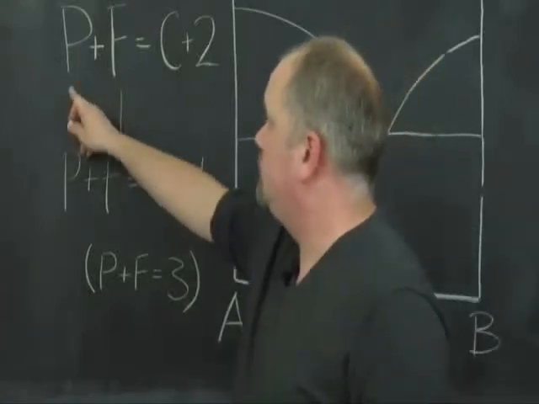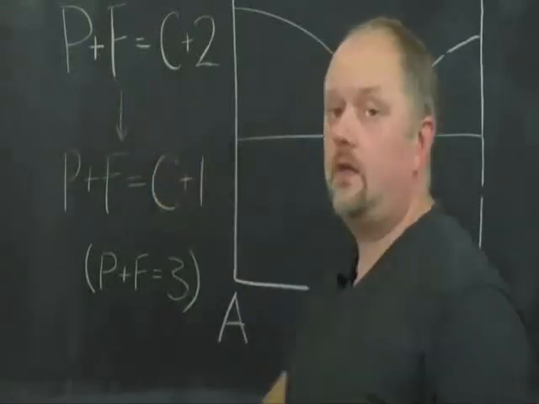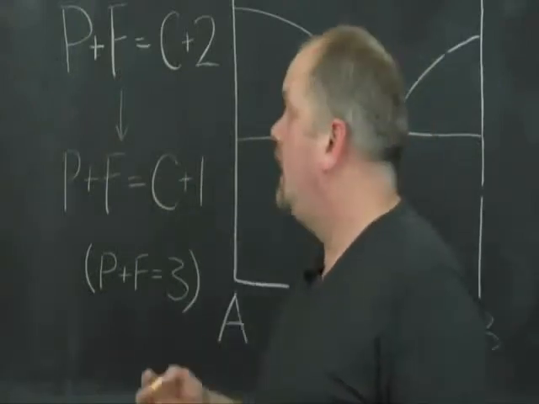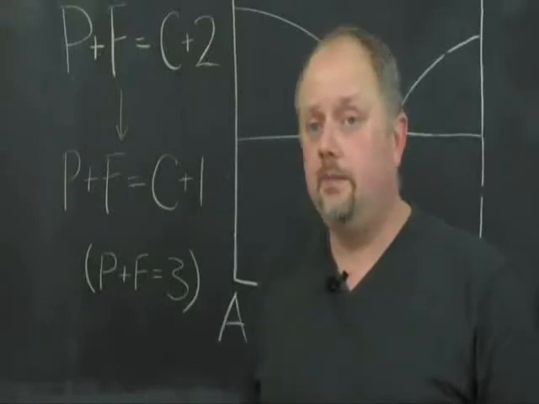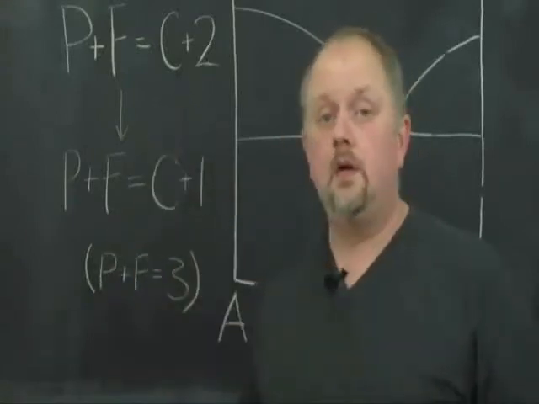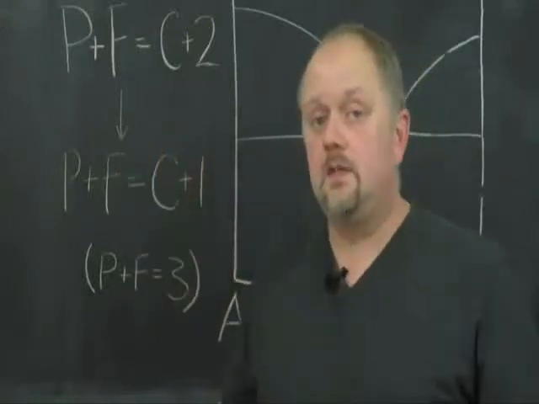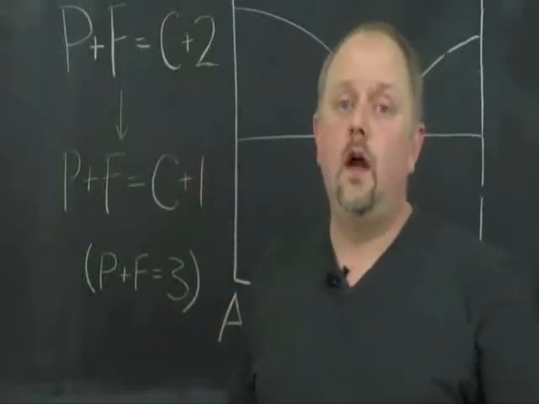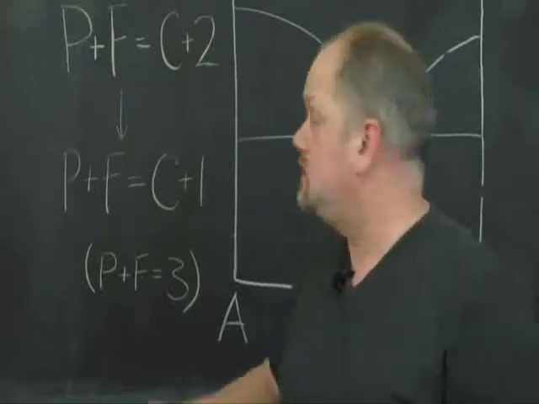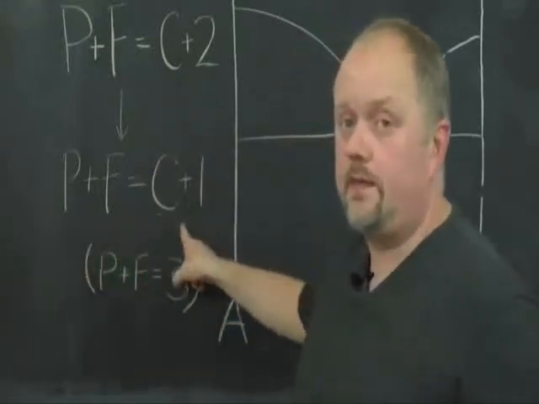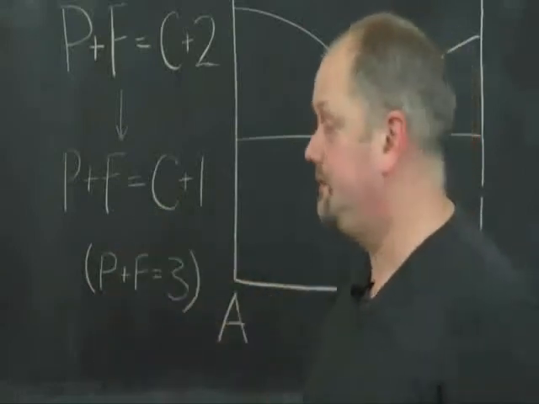So the phase rule can be written P plus F equals C plus 2. So P is the number of phases, F is the number of degrees of freedom, and C is the number of components. Now, for solid state systems, we can generally ignore any significant vapor phase. So we can simplify this down so that P plus F equals C plus 1. This is what we call the condensed phase rule.